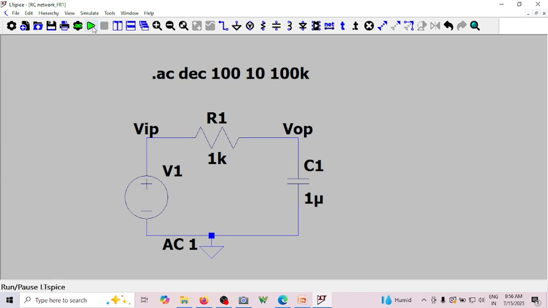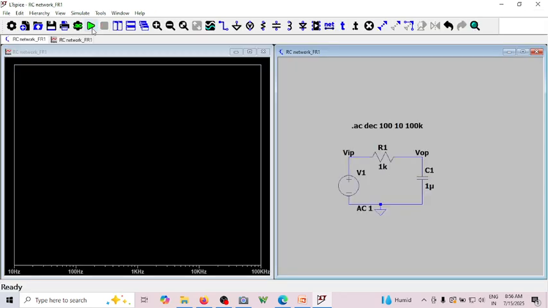Now I can do run. You can see the moment I run, this is starting from 10 hertz to 100 kilohertz. Can you see the scale here? This is what is called a logarithmic variation. This is in log scale.